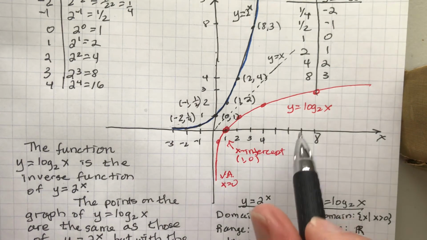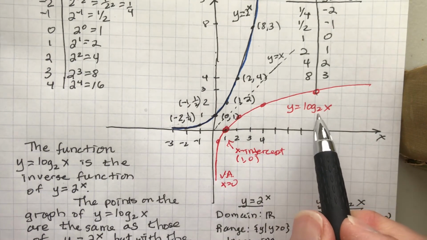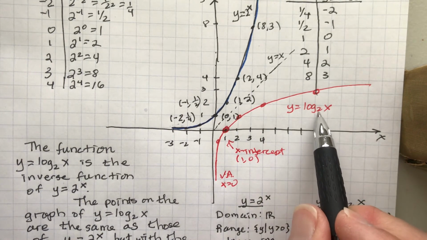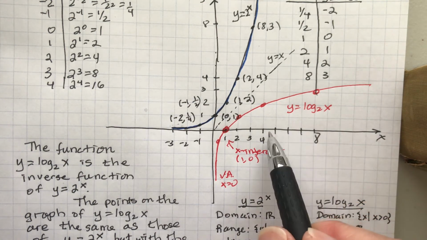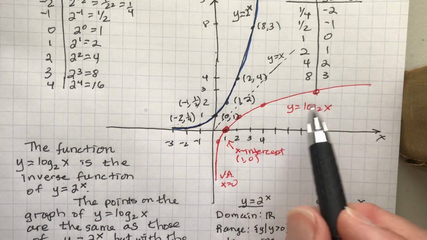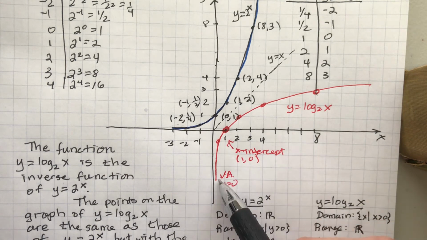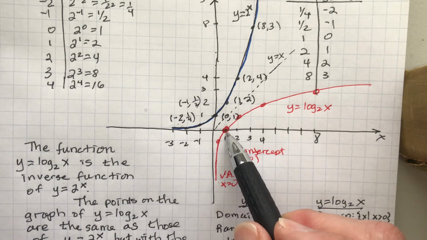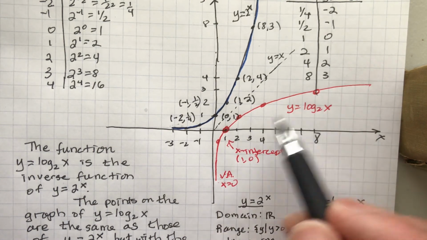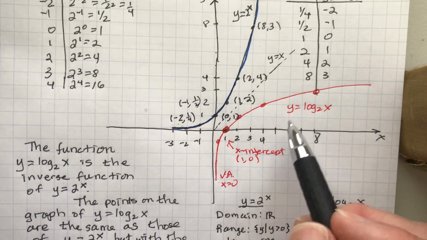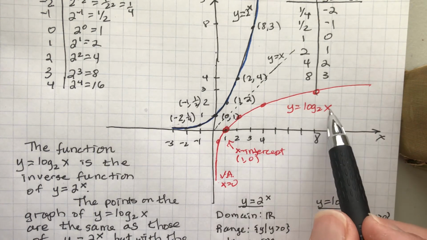Now this is base 2, but as long as your base is a number greater than 1, you're going to get something very similar. Or depends on what you think is similar, but the vertical asymptote will be the same. The intercept will be the same. It'll look pretty much the same unless you have a computer to compare two different cases.